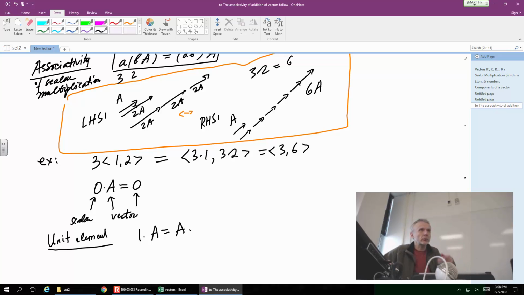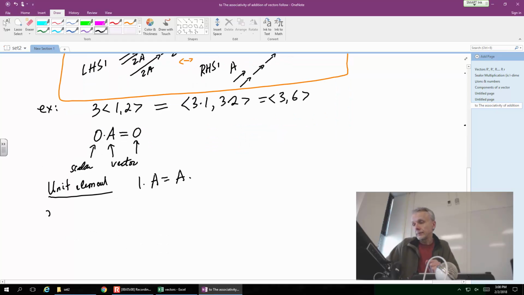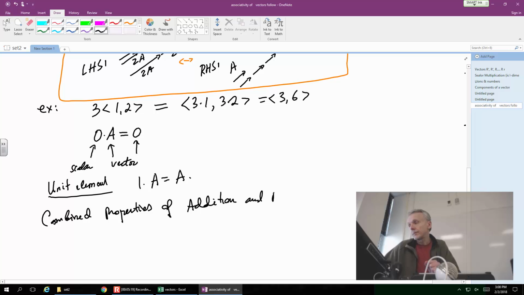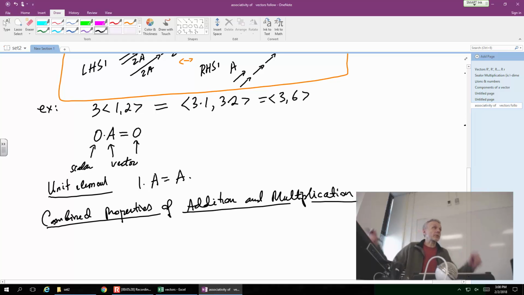Okay, so the property is called what? So combined properties of addition and multiplication. Well, what do you remember about combined properties of addition and multiplication for numbers? The order in which to do them? Yeah, there's a name for it. Order of operations? Is that what you mean?